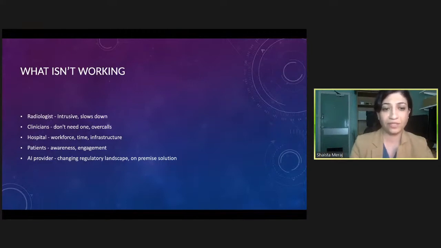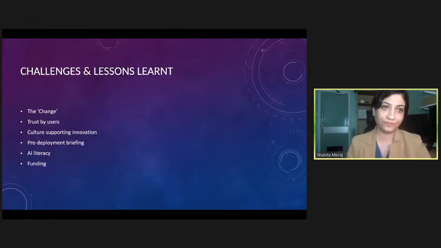For AI company, the challenges are navigating through ever-changing regulatory landscape, especially post-Brexit, and relative lack of clearly defined guidelines. Our AI solution was on-premise, and accessing data for the AI company was difficult, as none of our data leaves the hospital server, but obviously there are AI solutions which are cloud-based.